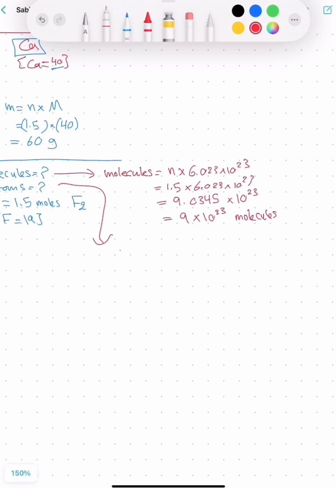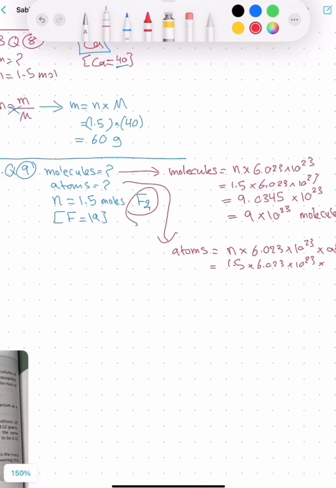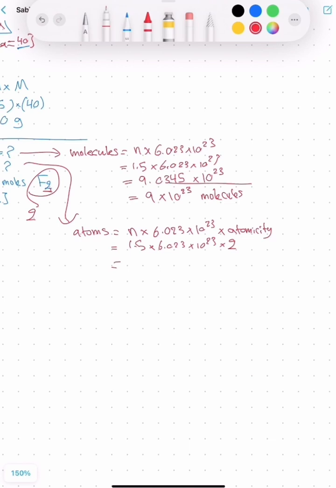Atoms, how would you do atoms? Atoms are equal to number of moles times Avogadro again, then times atomicity. Be careful. Again, same thing. Atomicity, what do we have? We have F2. How much is the atomicity? We have 2 atoms, so the atomicity is equal to 2. So times 2. You can just multiply this number by 2, which is 18 times 10 to the power of 23 atoms. Then change it to scientific notation, so 1.8 times 10 to the power of 24 atoms, or just use the calculator, it's up to you.